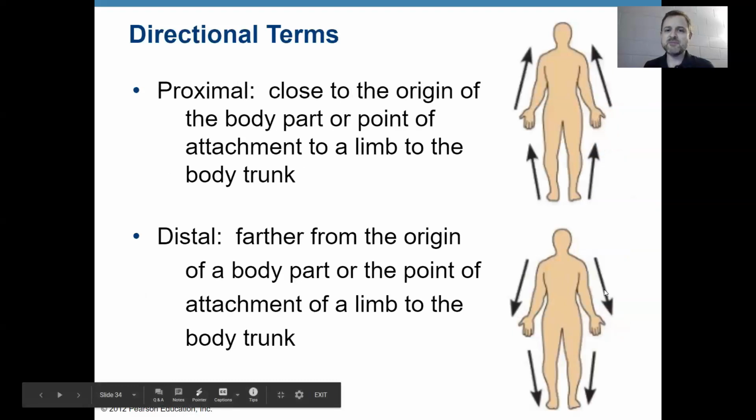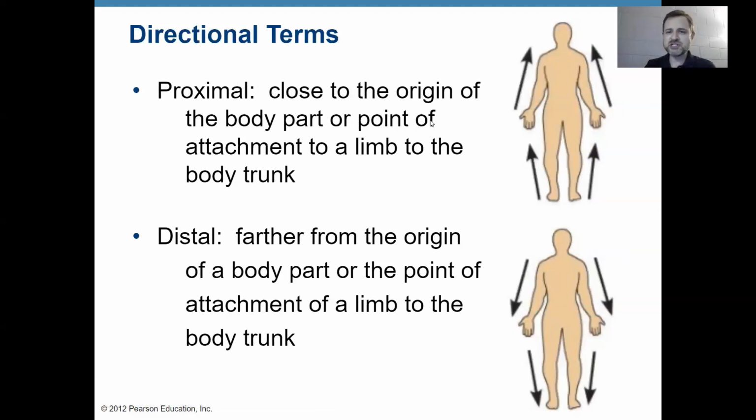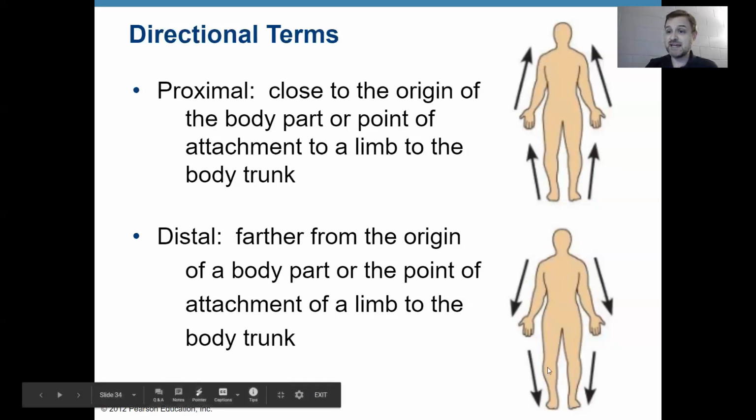Proximal and distal. So when this slide talks about the origin of a body part, the origin means where it attaches to your trunk. So the origin of my arm is my shoulder. The origin of my leg would be my hip. So proximal means closer to the origin of the body part. So with the arm, the elbow is proximal to my fingers because the elbow is closer to the site of origin. Distal means further away. So my toes are distal to my knee because the origin for your leg would be your thigh. And since your toes are further away from your thigh than your knee, that means that they're distal.